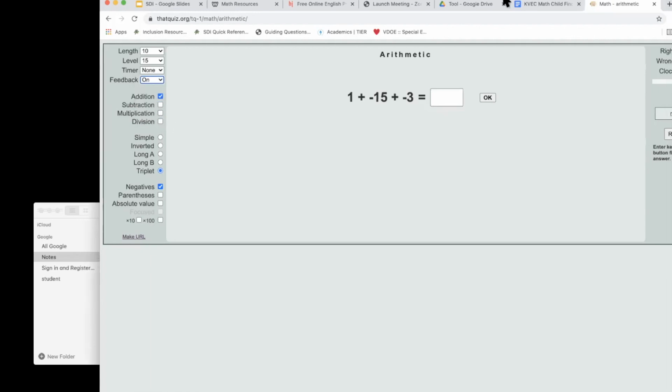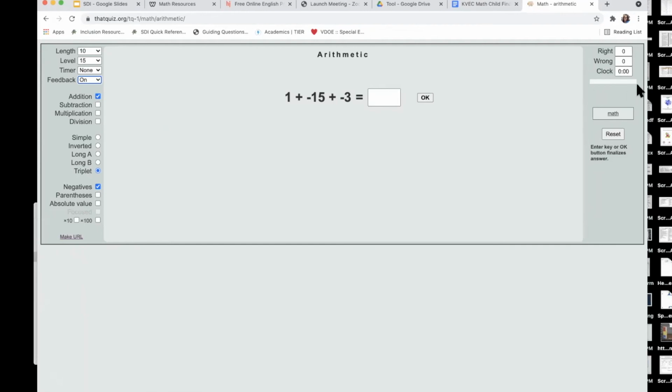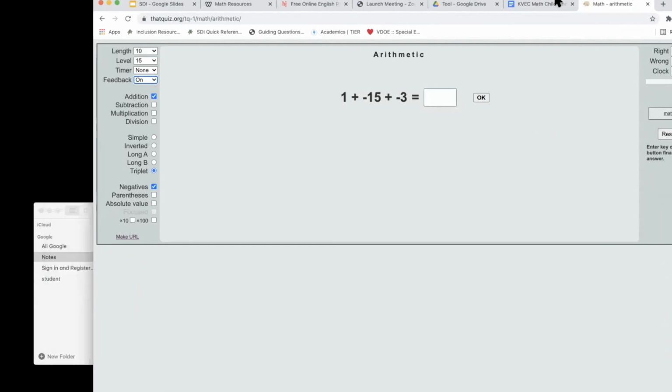Now, again, over here, this clock tells them how many they got right, how many they got wrong, and those kinds of things. Again, if you're signed in, and I had this for every one of my students, every kid had a different code, which was great.